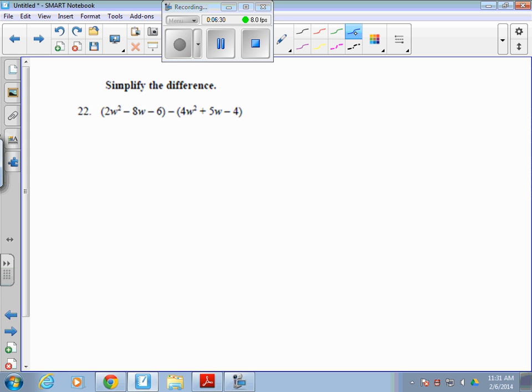Number 22 says simplify the difference. 2w squared minus 4w squared, negative 2w squared. Negative 8w minus 5w, negative 13w. Negative 6 minus negative 4. Minus a negative means plus, so negative 6 plus 4, negative 2.